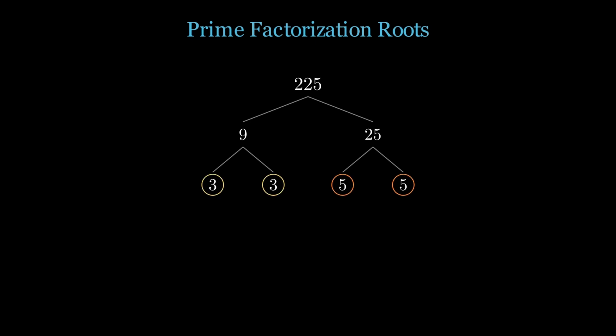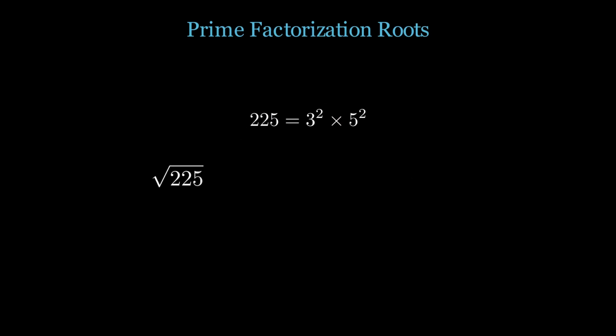Now that we have reached prime numbers, we circle all these bottom children nodes. Gathering these primes together, we can write 225 in exponential format as 3 squared times 5 squared. Now, let's rewrite our original problem, the square root of 225.